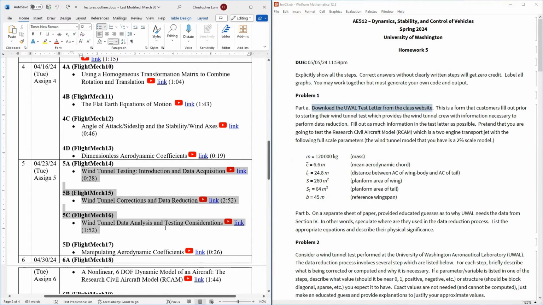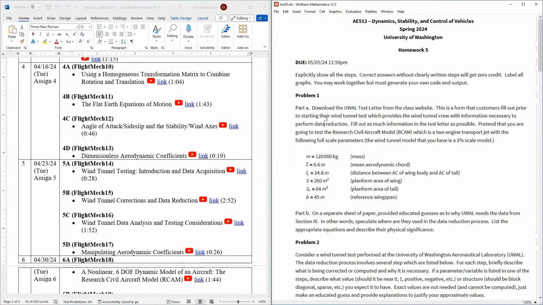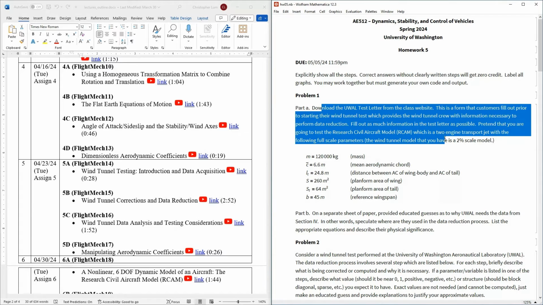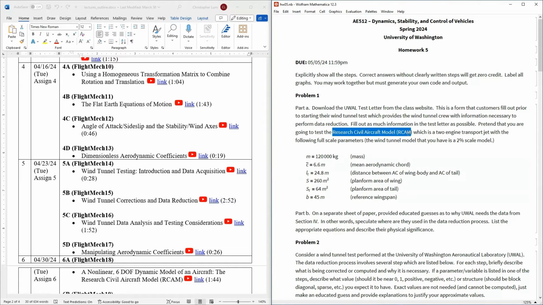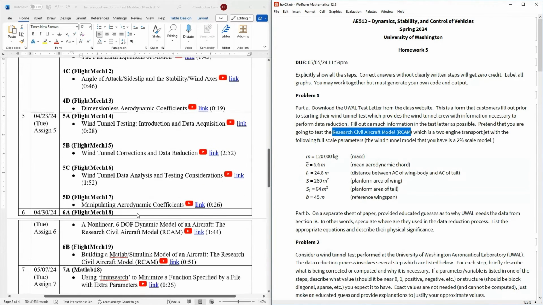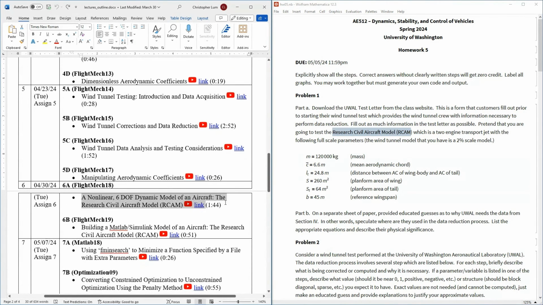In fact, probably I would recommend watching all 3 of the videos first, and then all of the stuff in that test letter is going to make sense. In fact, I provide some numbers here for a full-scale aircraft. This is going to be some parameters for our research civil aircraft model, or RCAM model, excuse me, that we're actually going to be building next week.